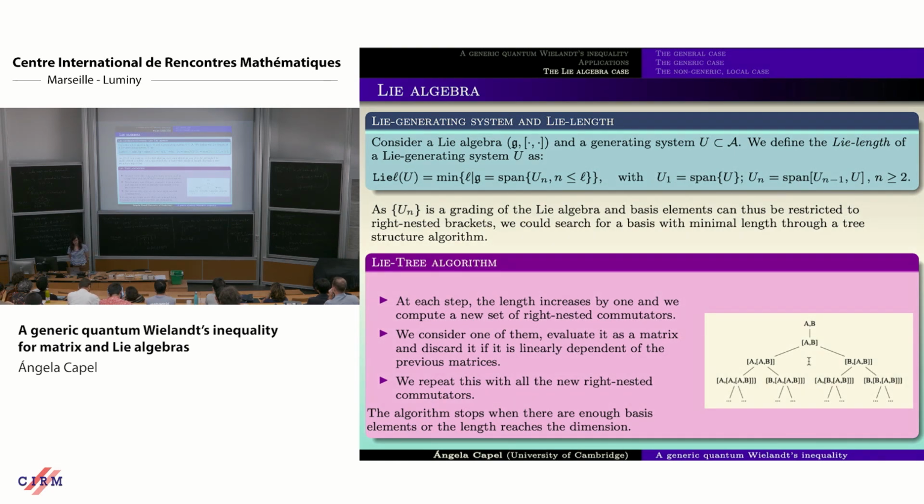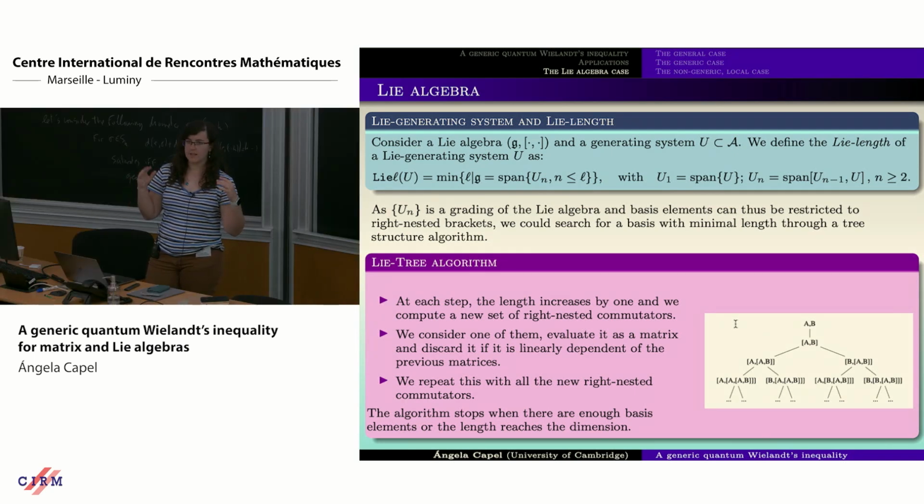And what we did was to look at the well-known Lie tree algorithm. And the Lie tree algorithm, what it does is, well, the first thing that would come to your mind. No? So if you are given two words, A and B, and you want to generate the whole Lie algebra, what do you do? So first of all, you take A and B, then you take the commutator of A and B, then you take the commutator of A with AB and B with AB, and so on and so forth. So what this algorithm does is, at each step, it increases the length by 1, and then it computes a new set of right-nested commutators, and then what it does is take one of them, see if it's linearly independent with the previous ones or not. If it is not, if it's linearly dependent, we discard it. If it's linearly independent, we keep it, and then we continue.